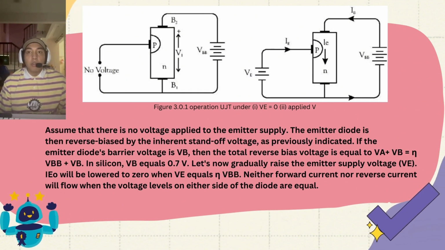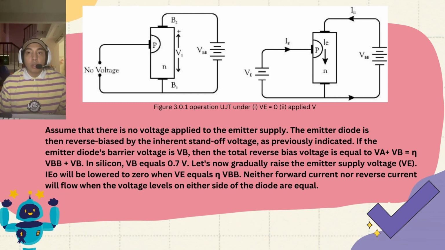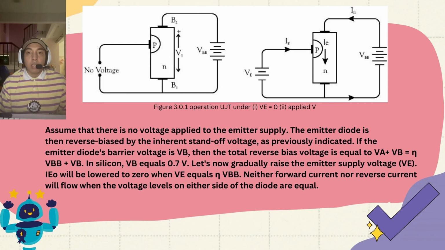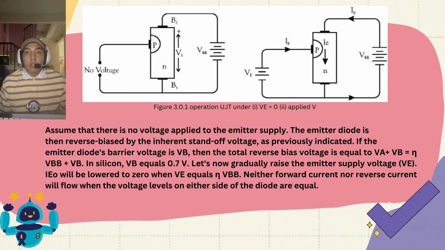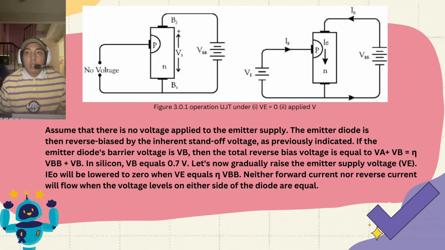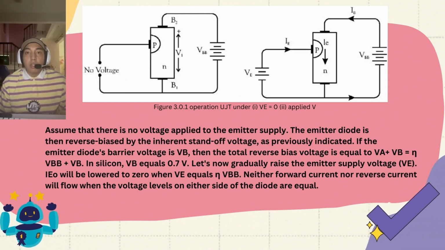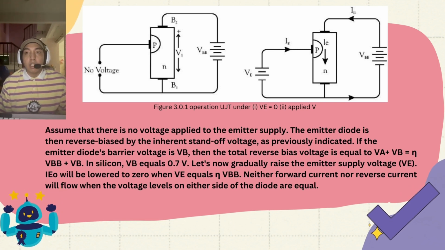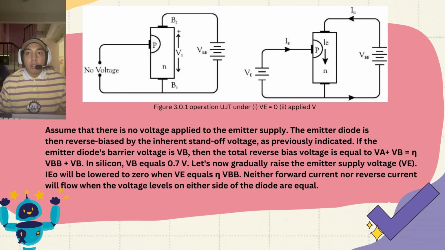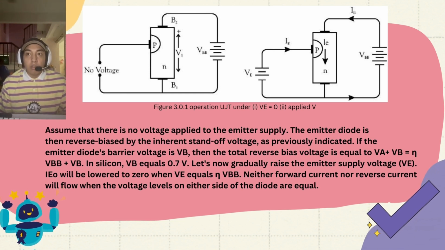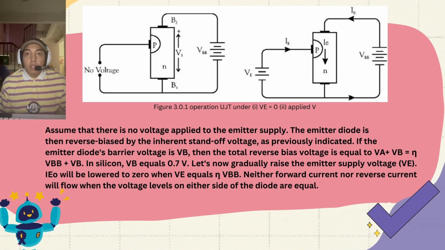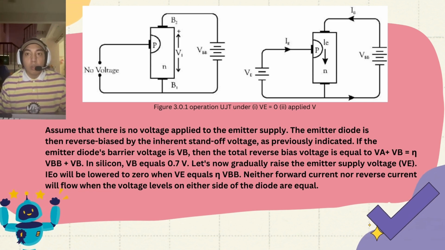As you can see, figure 3.0.1 shows the operation of the UJT with VE equal to 0 and VBB applied. So, we assume that there is no voltage applied to the emitter supply. The emitter diode is then reverse biased by the inherent standoff voltage, as previously indicated. If the emitter diode's barrier voltage is VB, then the total reverse bias voltage is equal to VA plus VB, equals to efficiency times VBB plus VB. In silicon, VB is equal to 0.7.